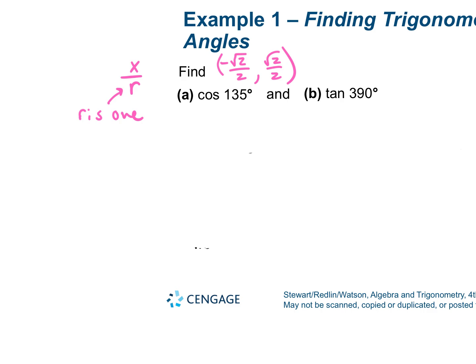And then this point would tell us our x and our y. So since cosine is x over r, what is our x value? Negative square root 2 over 2. It would be over 1 because we're on the unit circle, so r is just 1. So this would be our answer. This would be the cosine of 135 degrees.